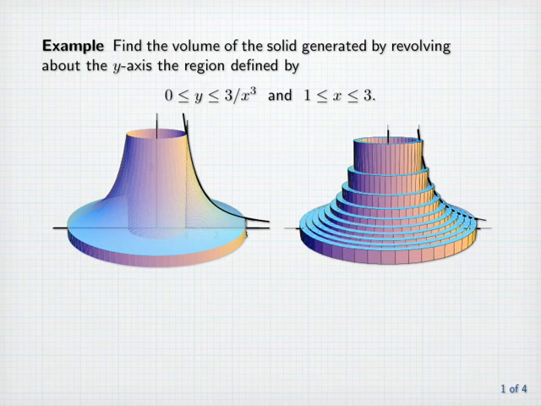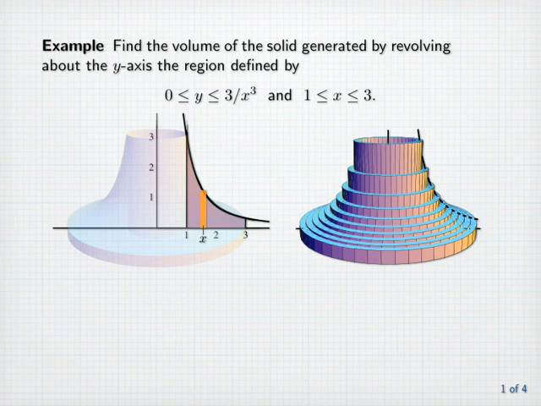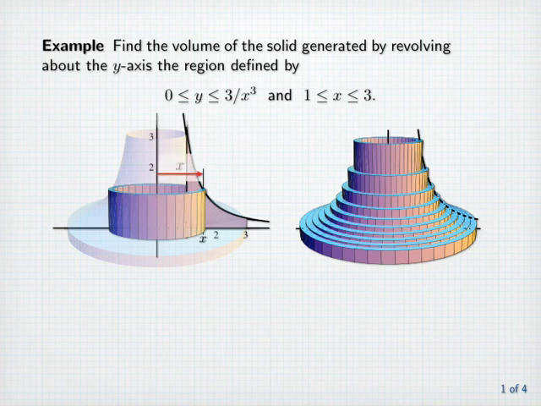In fact, each shell is the result of revolving about the y-axis a slice of the region that's parallel to the axis, as opposed to a perpendicular slice which would result in a disk or washer. Our job now is to describe the volume of a typical such cylindrical shell, corresponding to a typical slice of the region located at x. Let's observe that the radius of the shell is just x, as it always will be when the axis of revolution is the y-axis. Next, let's describe the height of the shell. That will be the y-coordinate on the curve, which is 3 divided by x cubed.